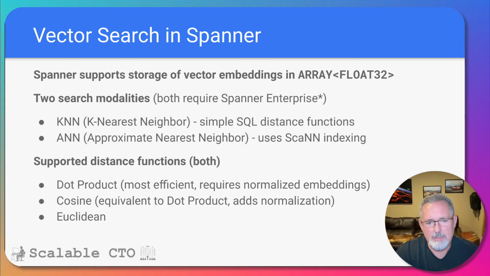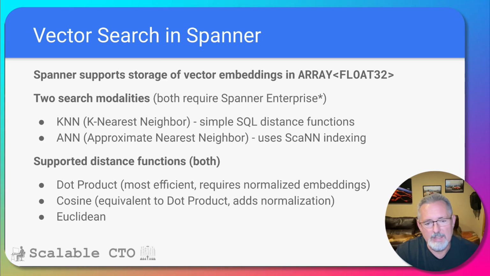So there's K-nearest neighbor, which is a simple SQL distance function. It's essentially a brute force application of a distance function against a bunch of embeddings in a table. And there's approximate nearest neighbor, which is this SCANN indexing, a legitimate vector database solution that's highly optimized. You might think, well, that's going to be better, and it might be, but I want to compare the two just so you understand. And both of them support the three basic distance functions: dot product, cosine, or Euclidean.